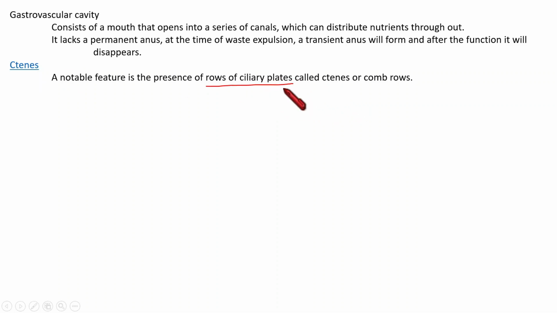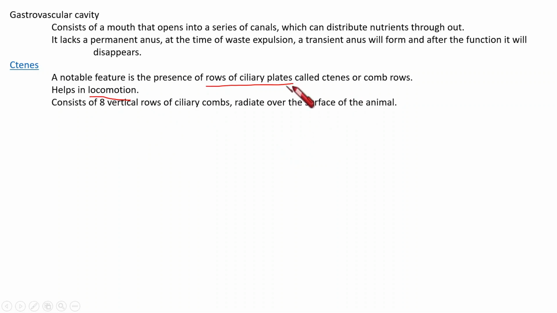Okay, combs means there are certain plates that spread throughout its body. Plates composed of cilia, rows of cilia. Those plates are called combs. And what is their purpose? It helps in its locomotion. And how many such plates are present? 8 vertical rows of ciliary combs. 8 vertical plates are present, radiating throughout the surface of that animal.